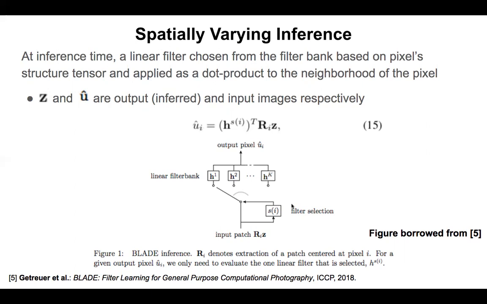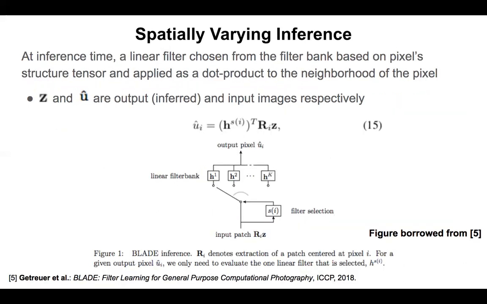Over here, this is how it operates. We have different FIR filters from 1 to K, and based on the local patch of the image, we select one of these filters, and then that filter is applied on this patch, and that gives us the output for this input pixel.